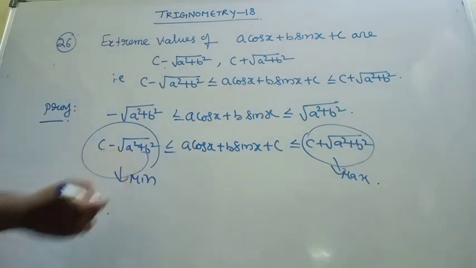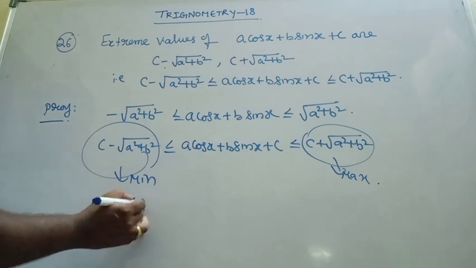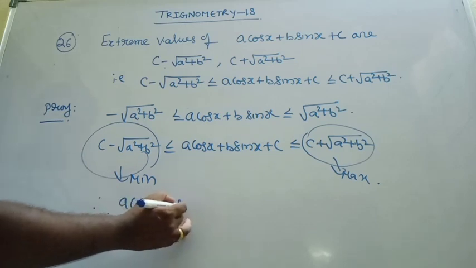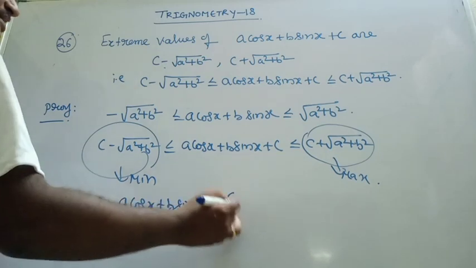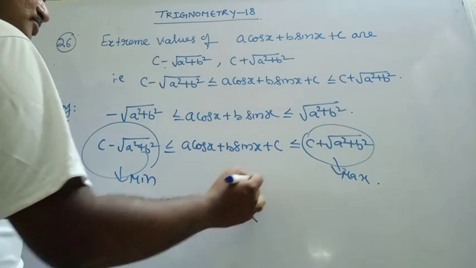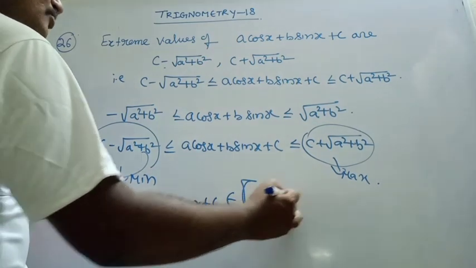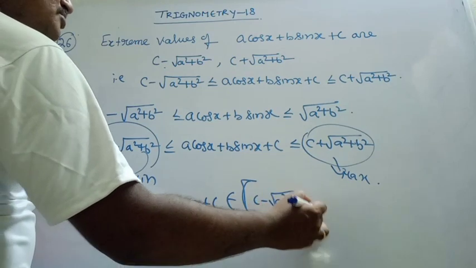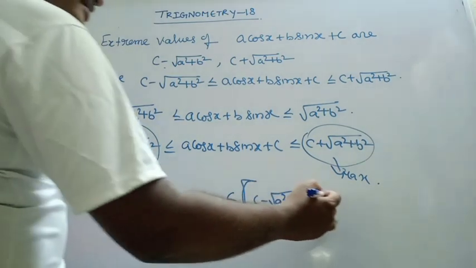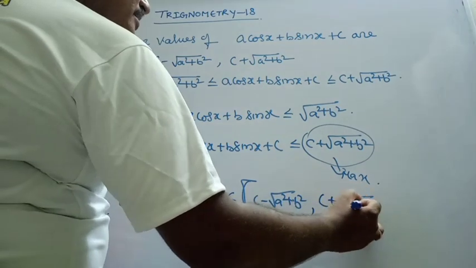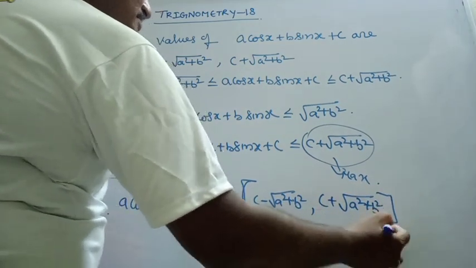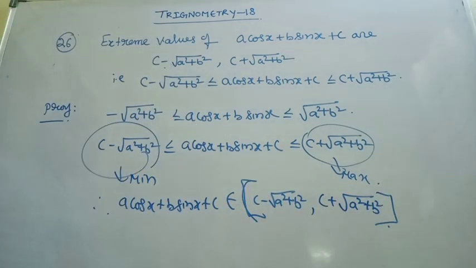Therefore, the range of a cos x plus b sin x plus c belongs to the interval, you see, my dear students, c minus root over a square plus b square, comma, c plus root over a square plus b square, like this. This is the range we have got for this result, right?